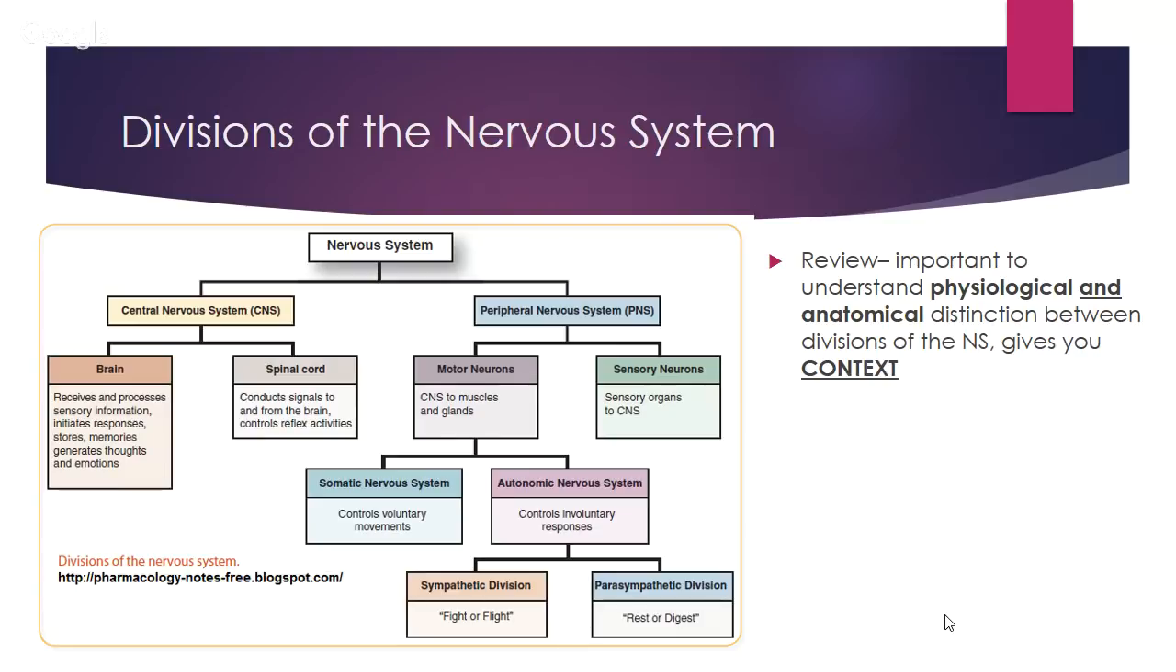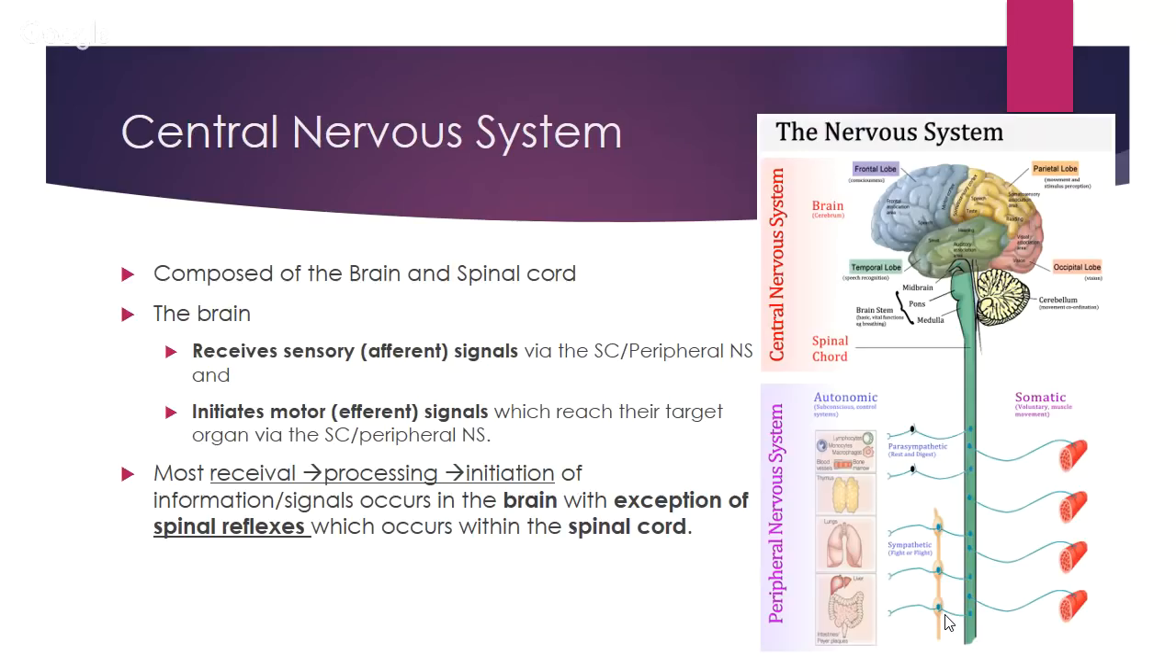Cool. So divisions of the nervous system. I think it's pretty important that you get a good grasp of this stuff because it gives you a bit of context for everything else. If you don't understand this, everything else doesn't make much sense. The nervous system is split into two: the central nervous system and the peripheral nervous system. Our central nervous system is composed of the brain and the spinal cord. The peripheral nervous system is split into motor and sensory, and the motor part is split into the somatic and autonomic nervous system. We'll talk more about that later.